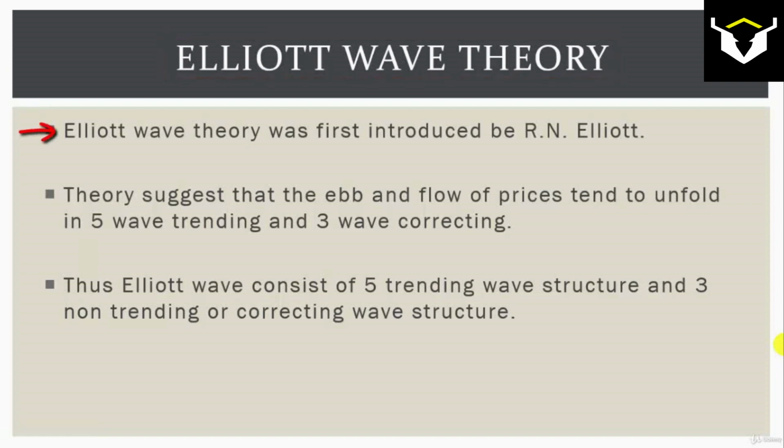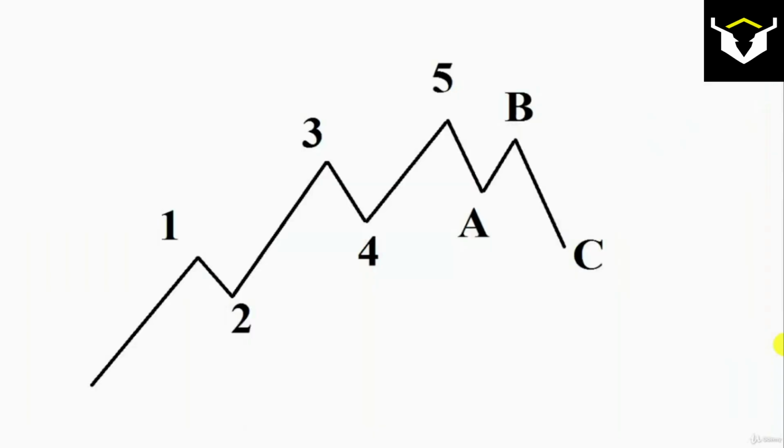Elliott wave theory was first introduced by R.N. Elliott. The theory suggests that the ebb and flow of prices tend to unfold in a 5-wave trending and 3-wave correcting structure. Thus, Elliott wave consists of 5 trending waves and 3 non-trending waves. The following image shows how an Elliott wave unfolds itself in the markets.